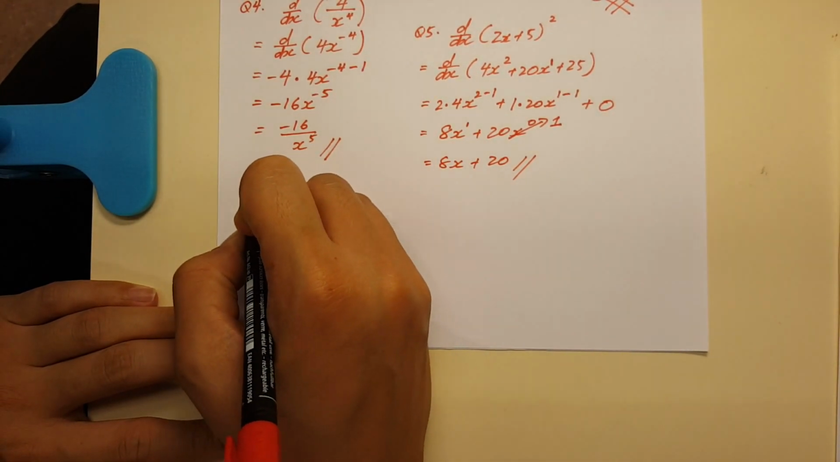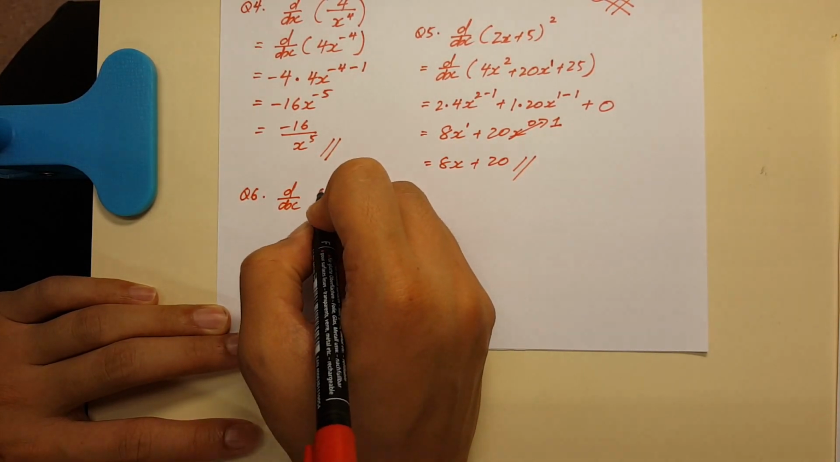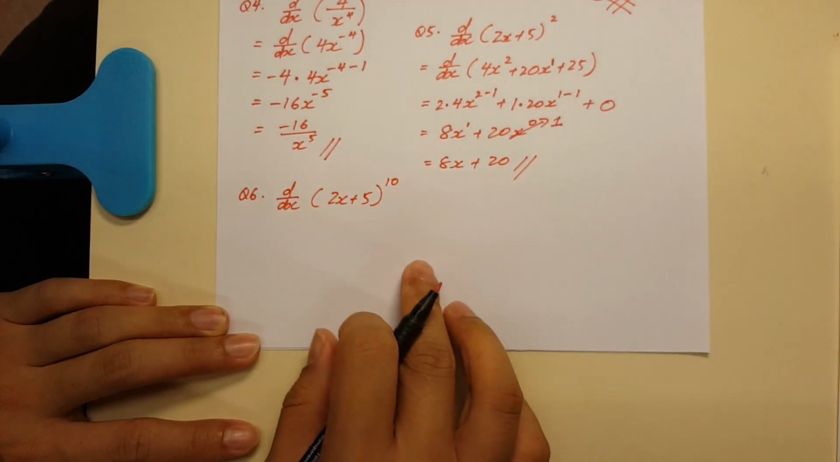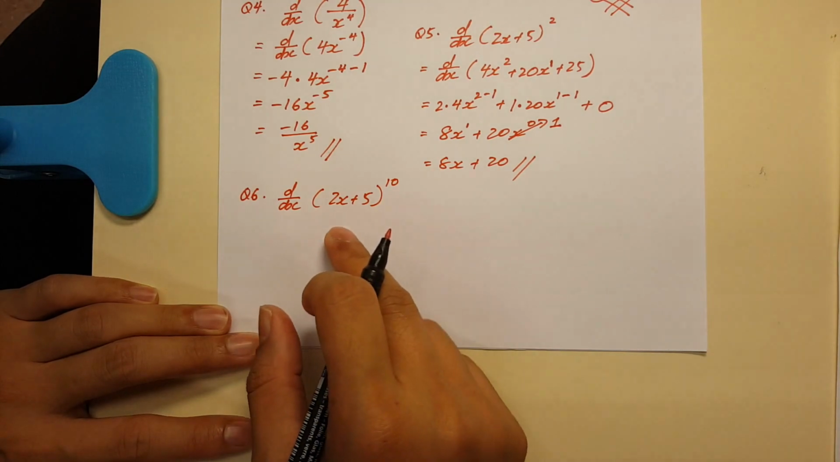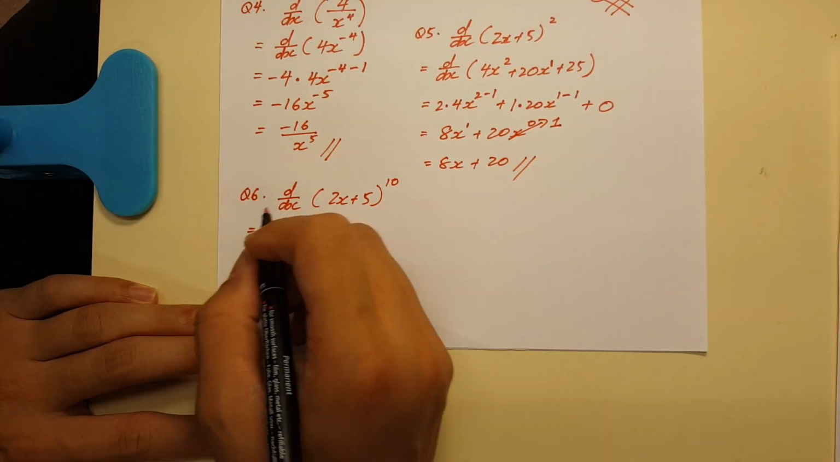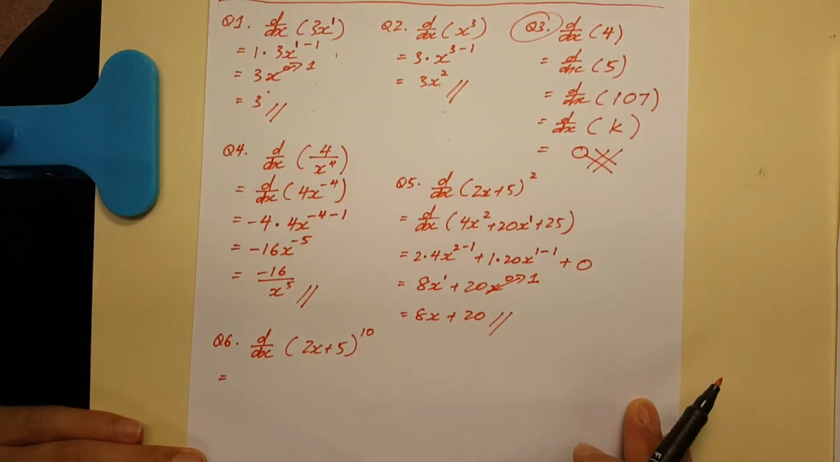Question 6. So if you're going to do differentiation of (2x plus 5) to the power of 10, if you want to expand this, it's going to be some problem. It's going to be a really huge term, right? Many terms over there. So what we can do is apply the third step, which is multiply by the differentiated content.